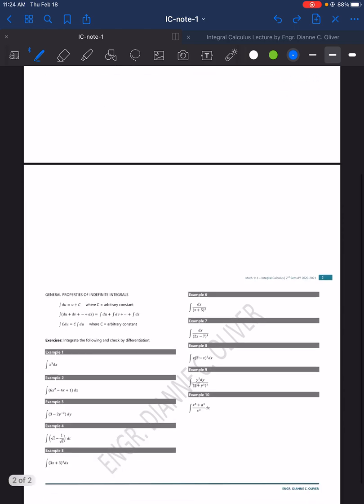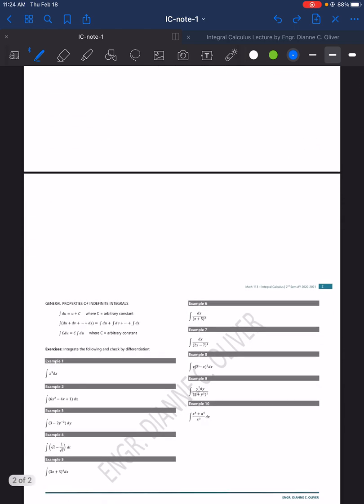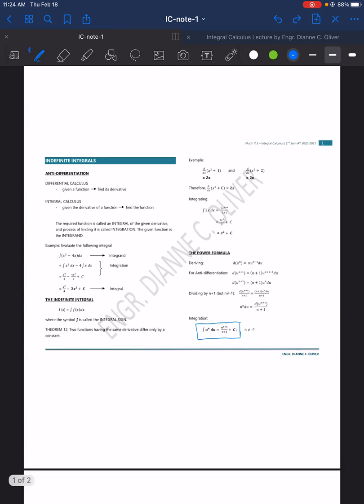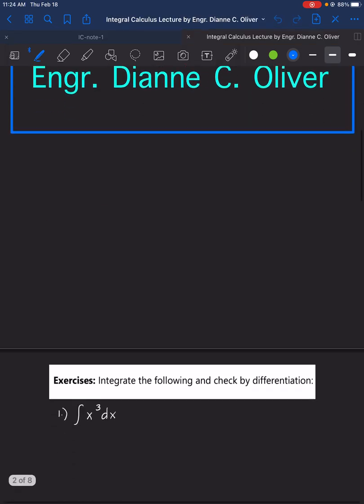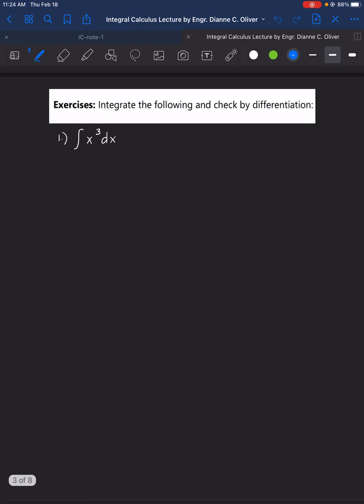Now we will answer the following exercises. So let's answer examples 1 to 5. Then for the next video, we will be answering examples 6 to 10. So exercises: integrate the following and check by differentiation.